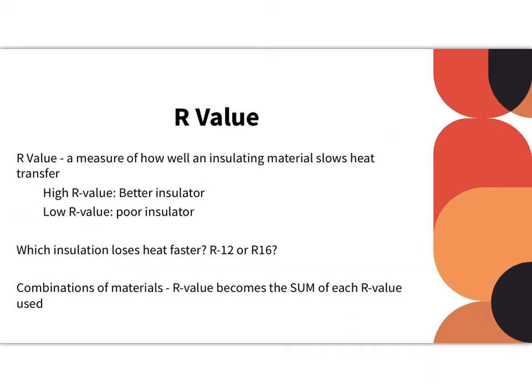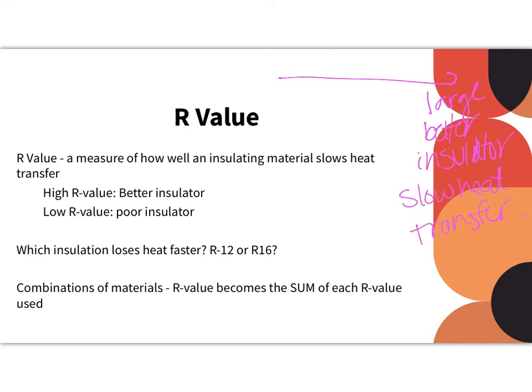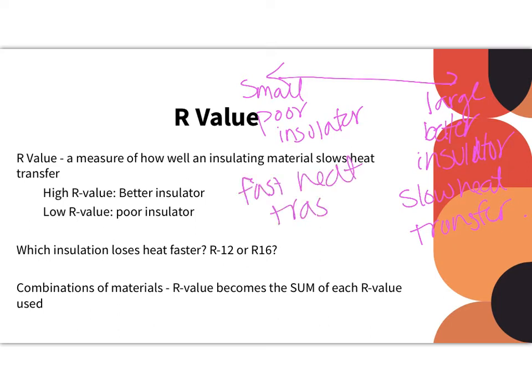So an R value is a measure of how well an insulating material slows heat transfer. The higher the R value, so a large number, means a better insulator, and it would be a slow heat transfer, which is what we want in our houses. If it is a small value, it's a poor insulator, and we're going to have a very fast heat transfer, which is not what we want.